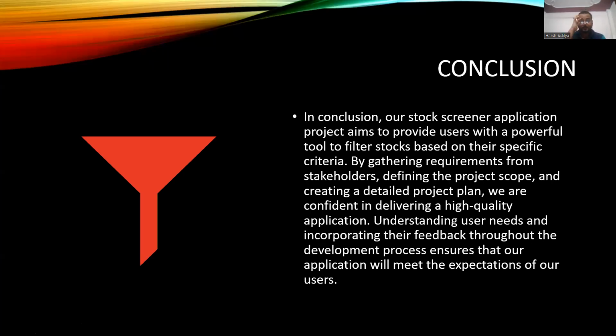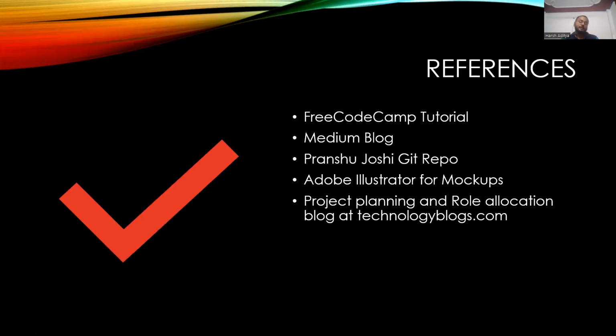So that was all about the presentation. So talking about the conclusion part. In conclusion, our stock screener application project aims to provide users with a powerful tool to filter stocks based on their specific criteria. By gathering requirements from stakeholders, defining the project scope, and creating a detailed project plan, we are confident in delivering a high quality application. Understanding user needs and incorporating their feedback throughout the development process ensures that our application will meet the expectations of our users. So now it's very important to talk about the references that I've used.